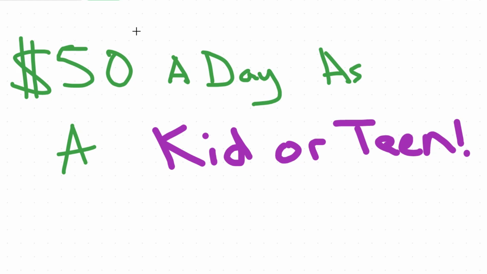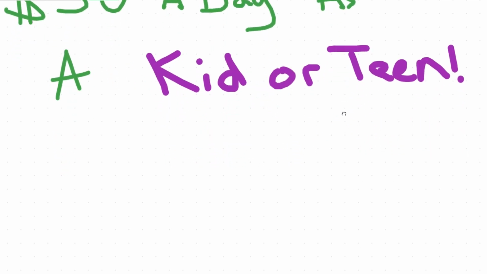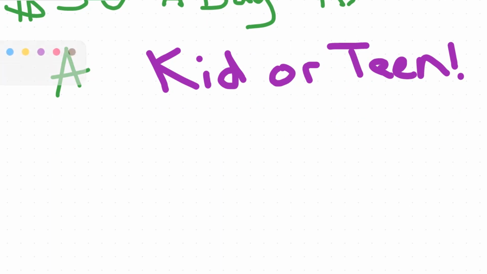So in today's video, like I said, I'm going to be showing you guys 3 methods, 3 ways you could use to make $50 a day as a kid or teenager. Most of the methods are going to be online, and the second method is going to be kind of offline and online. So the first method that I'm going to be showing you is managing social media accounts.